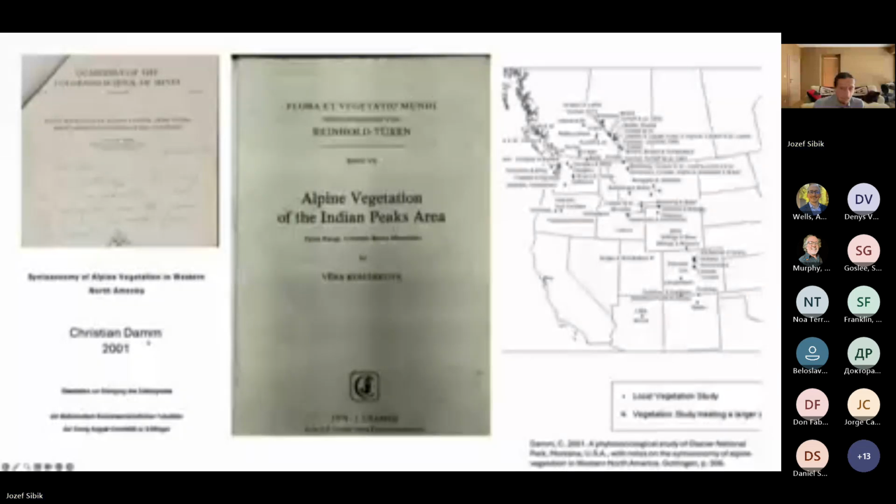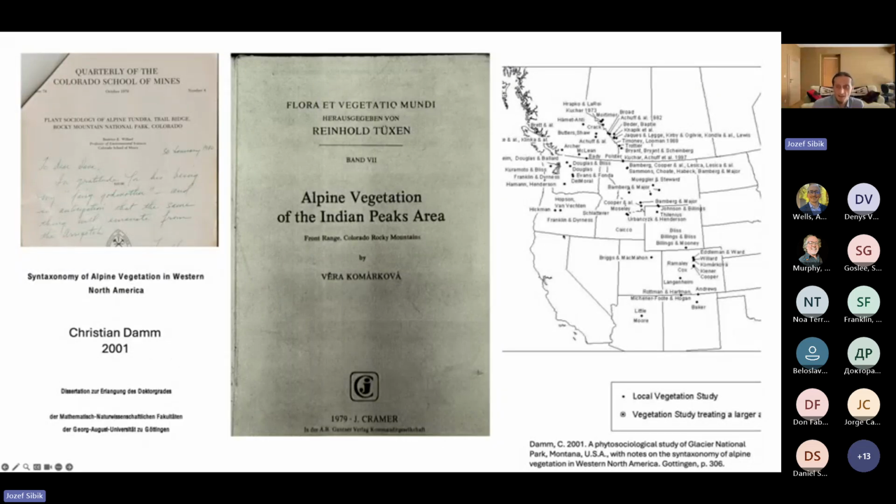And here is another, more recent study. Christian Dam in 2021 published his PhD thesis and did a really great job. Unfortunately, this work has never been published, so it's a manuscript or PhD. So all syntaxa described in this work are mainly invalid, but you can get a really good overview of what has been done and by whom.